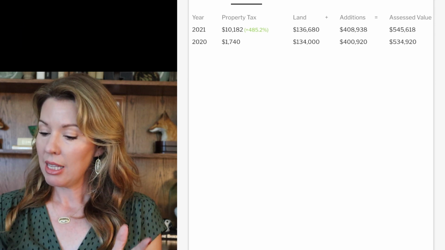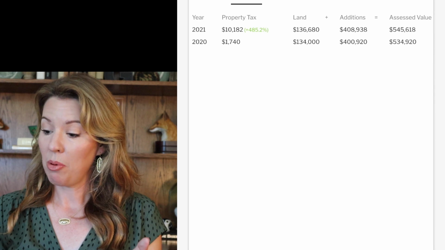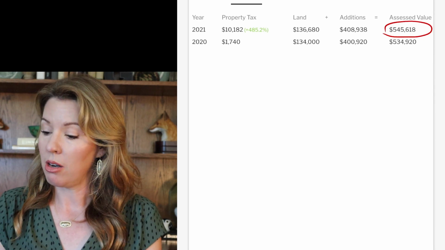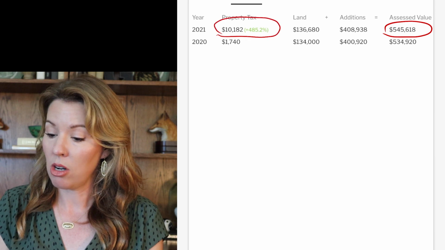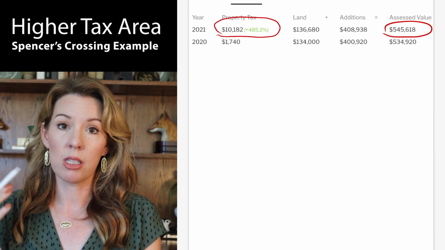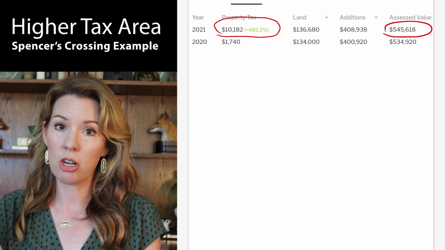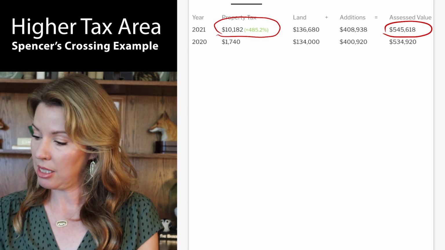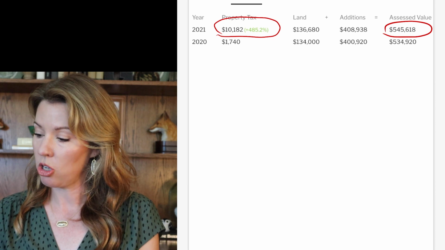So a little background about this particular property. You can see the assessed value is not very much more than our last property, but the taxes are a lot more. So this property is in Spencer's Crossing. It's a newer construction community, which means that it is going to have higher taxes. So that is the trade-off for new construction.